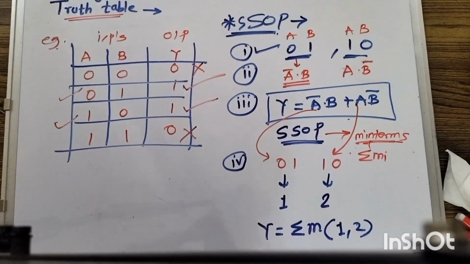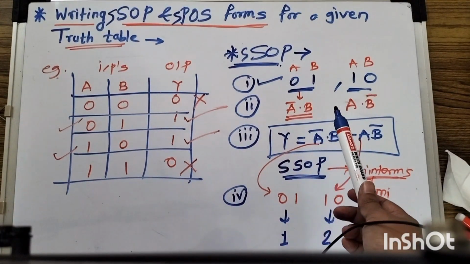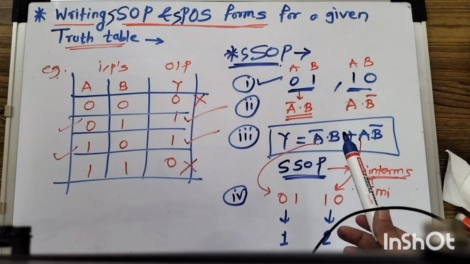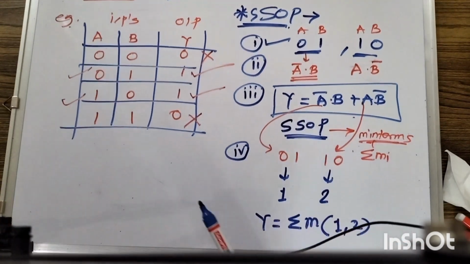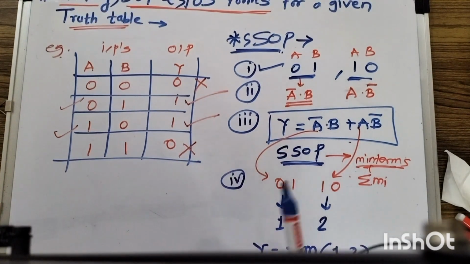So we have just seen how we can write the standard SOP form from a given truth table, and after we got that expression, we can write this standard SOP form in terms of minterms. So this is very simple. I hope you understood how we can write the standard SOP form from a given truth table. Now we are going to see how we can write the standard POS form from a given truth table, and its process or method.